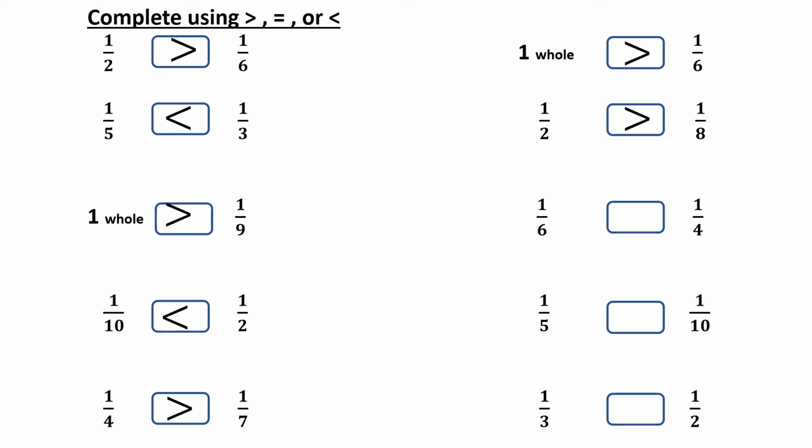1 over 6 or 1 over 4. 1 over 6 and 1 over 4 have the same numerator. So these fractions are called crazy fractions. The crazy fractions tell us that 4 is greater than 6. 1 over 5 or 1 over 10. Excellent. Crazy fractions tell us 5 is greater than 10. 1 over 3 or 1 over 2. Here we have also crazy fractions. So 2 is greater than 3.